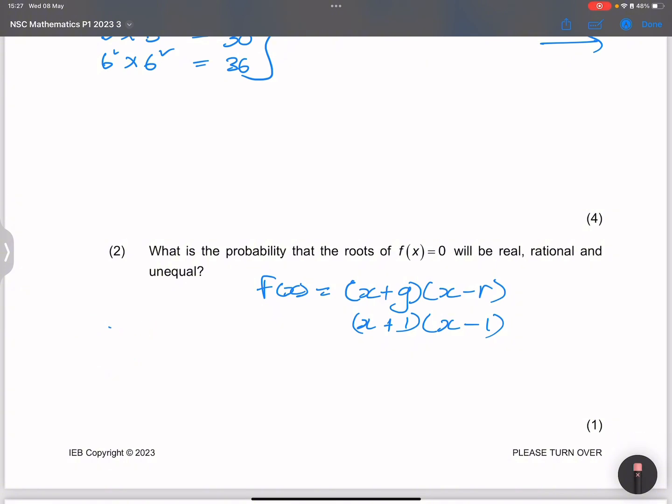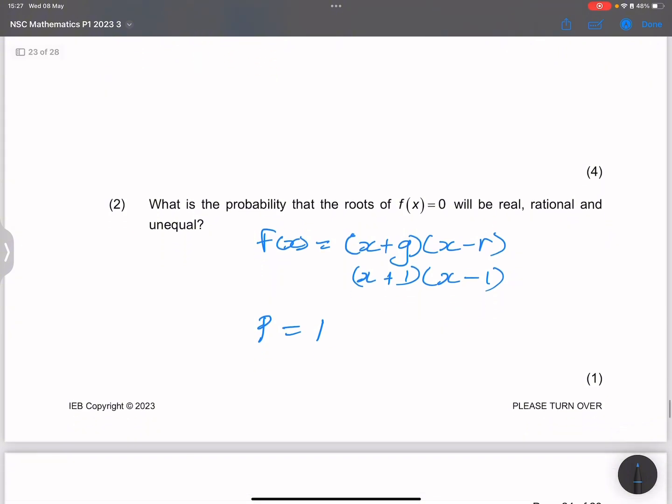So in that case, they asked us, what is the probability? The probability would be equal to 1, okay? The chances of that happening would be all the time, okay? So that is our answer.